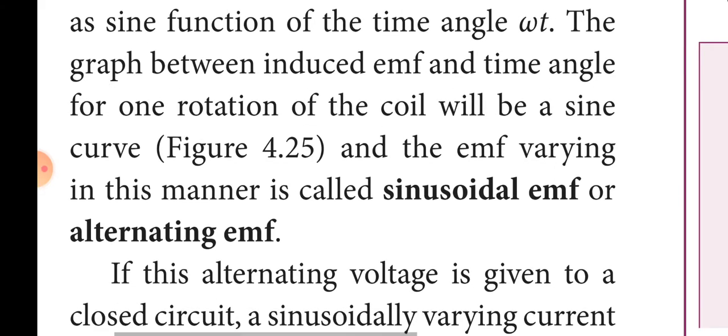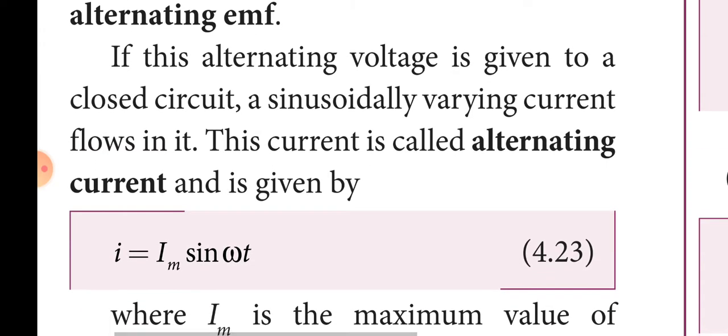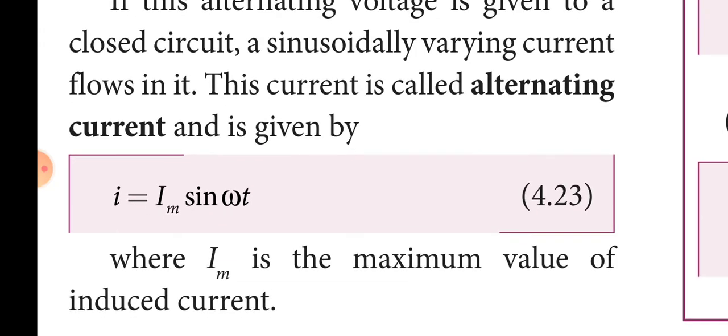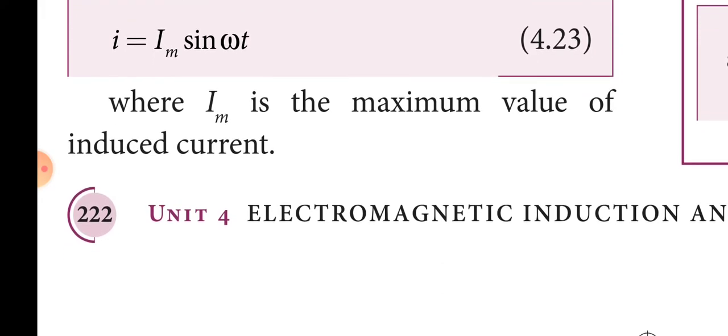Sinusoidal EMF, or alternating EMF. When this alternating voltage is given to a closed circuit, a sinusoidally varying current flows in it. So the current is called alternating current and is given by the equation I equals Im sin omega t, where Im represents the maximum value of the induced current. This is an important question that is asked repeatedly in exams.